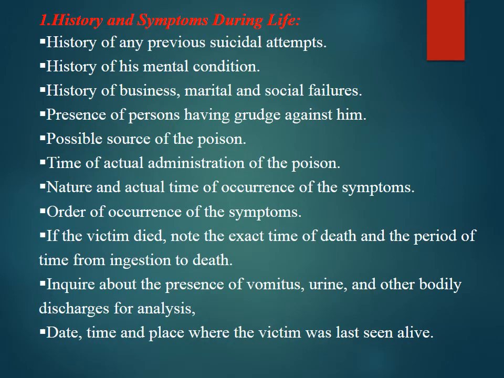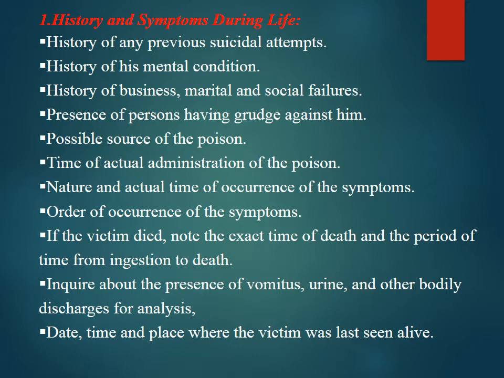History and symptoms during life. History of any previous suicidal attempts. History of his mental condition. History of business, marital, and social failures. Presence of persons having a grudge against him. Possible source of poison. Time of the actual administration of the poison.